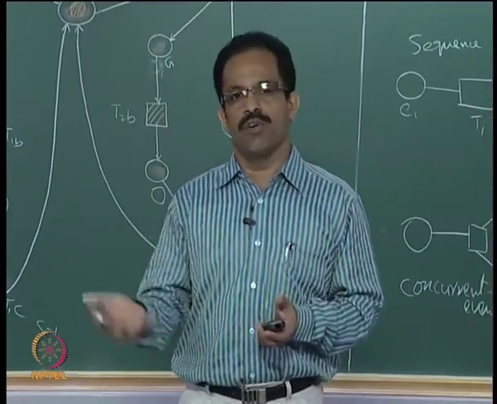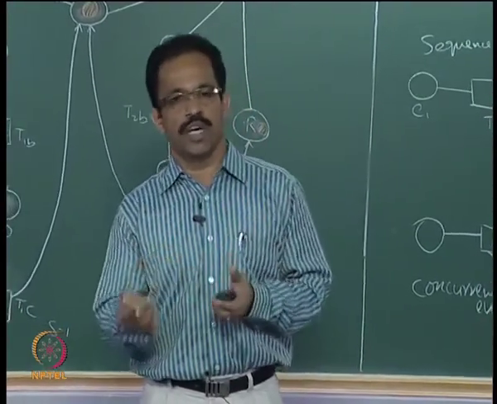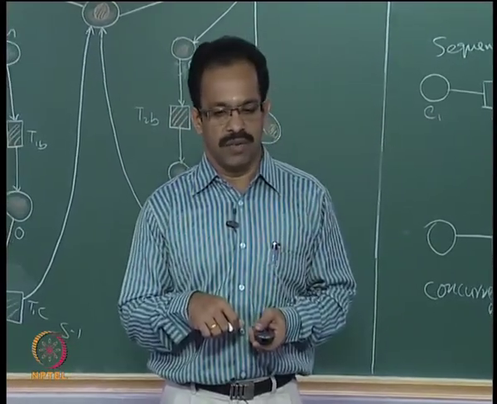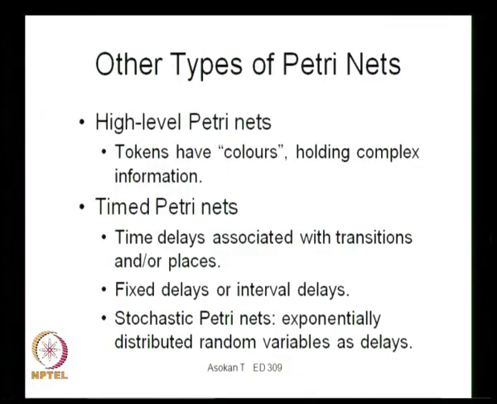But if you want to model more complex system behavior using Petri nets, we need to go for the complex Petri nets, which we call high level Petri nets. In this case there will be colors holding complex information. So you can have different colors for the place values or the tokens. You can have a black token, red token or green token, which represent different scenarios. So that can be incorporated in the Petri net.